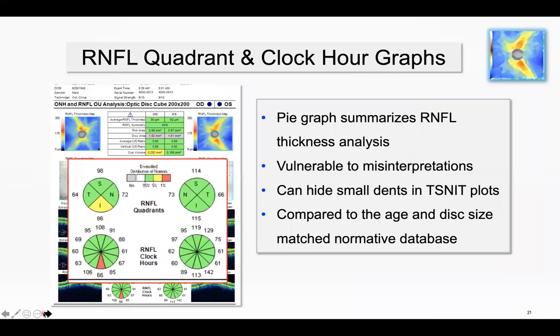Then we have the RNFL quadrant and clock hour graphs. These are the summaries of the RNFL data from the T-SNIT plot. As they do not give additional data and are vulnerable to misinterpretations, we must be very careful to check the T-SNIT plot before reaching conclusions from these pie graphs. They can hide small dents in the T-SNIT plot, which is one of the reasons for the green disease. And the results are compared to the age and disc size matched normative database values.